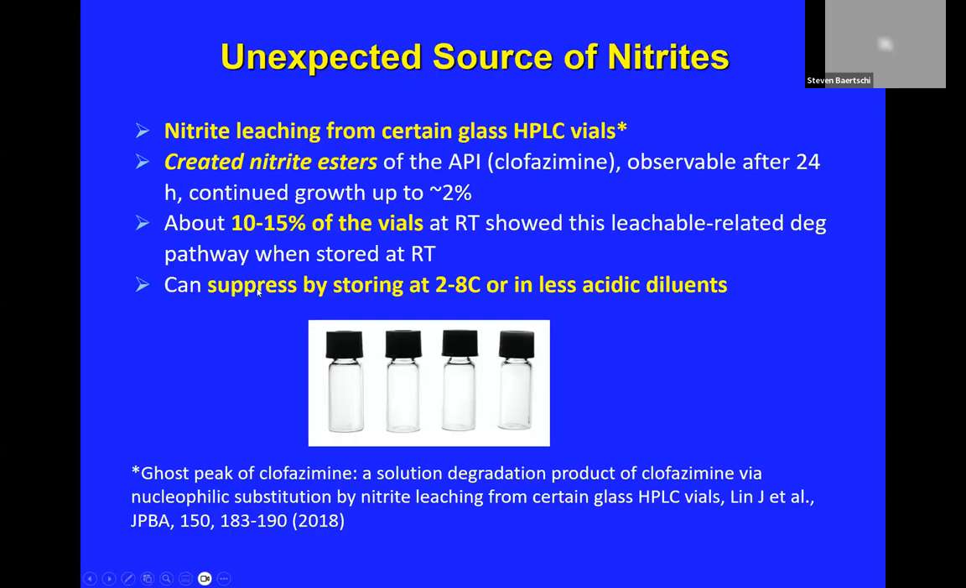And they also found that you can suppress that leaching and reaction by storing the HPLC vials with solution in them at 2 to 8, so in the autosampler, or if you have less acidic diluents. I think the more acidic the diluent, the more extraction of nitrite you get, or the more reaction they were seeing, the more nitrite esters. So it's just an interesting thing that it's sort of an artifactual production. It's not really in your product, but you could get tricked into thinking that it is in your product.